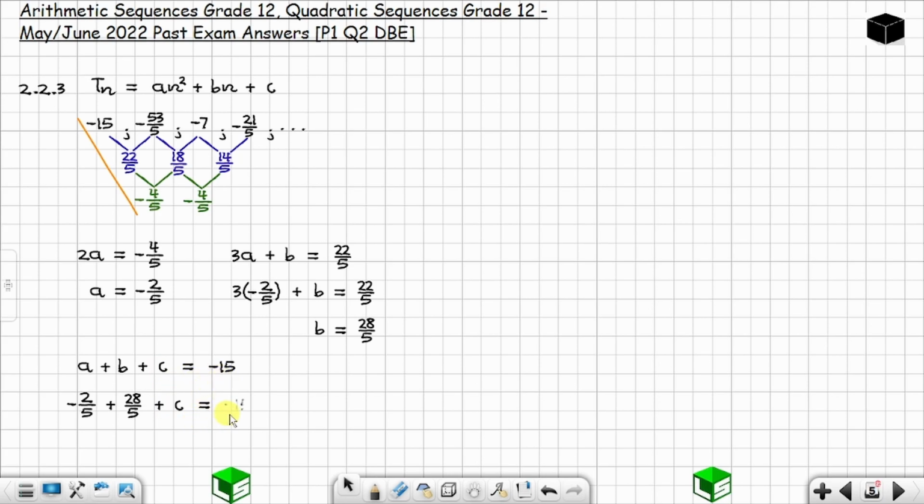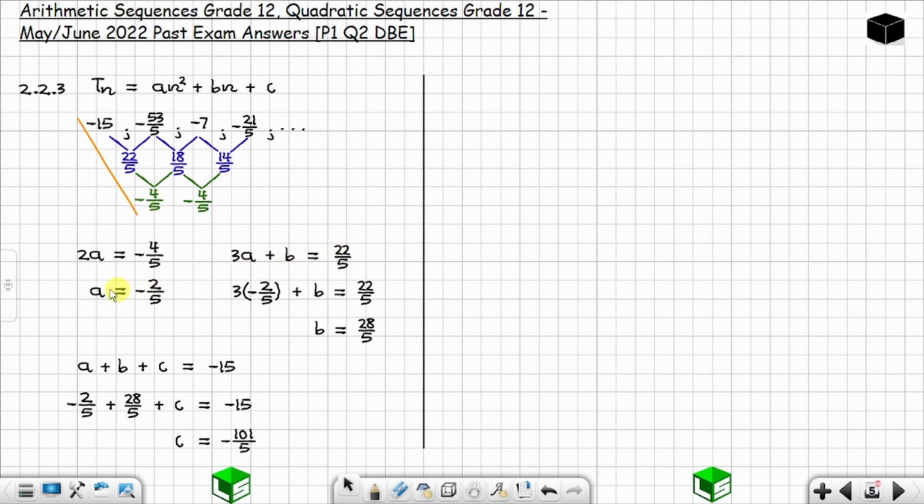This is equal to negative 15. And C is equal to, when you take this one and bring it to the other side, negative 2 over 5 plus 28 over 5. This is equal to 26 over 5. You take 26 over 5 to the other side, it becomes negative 26 over 5 minus 15, and you get negative 101 over 5. And let me make a line here and continue here.